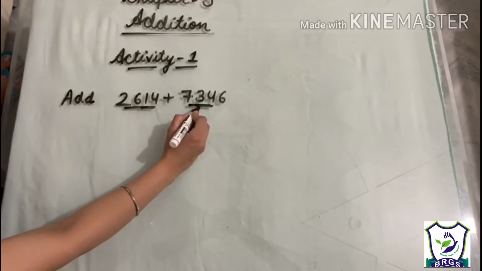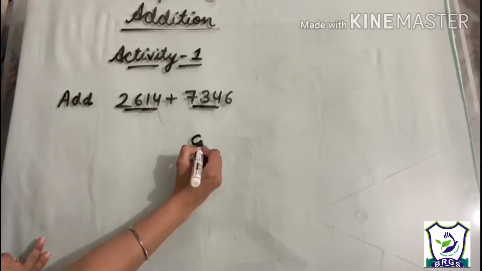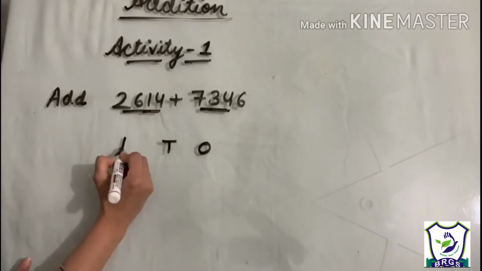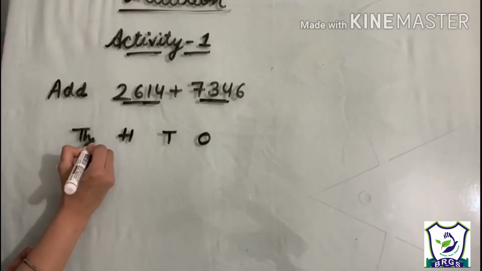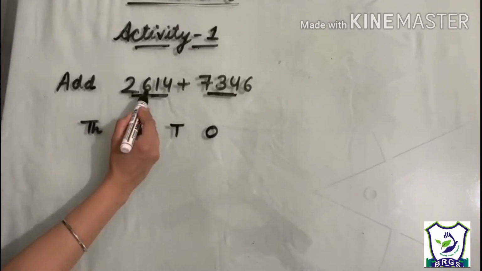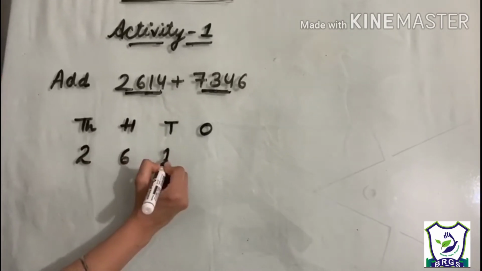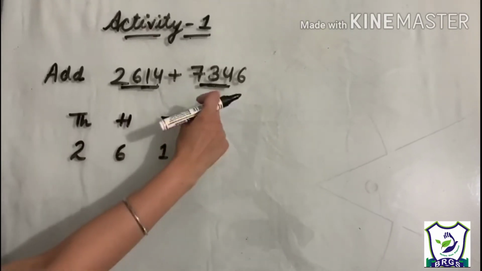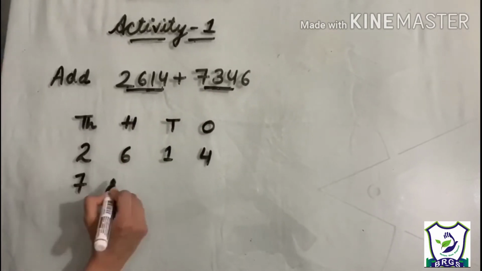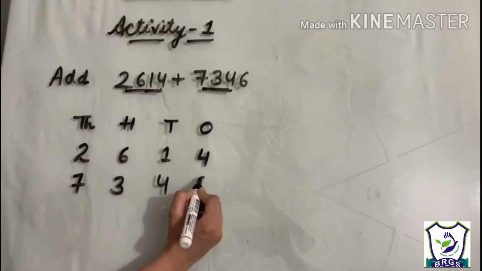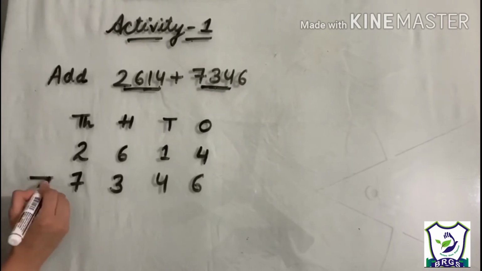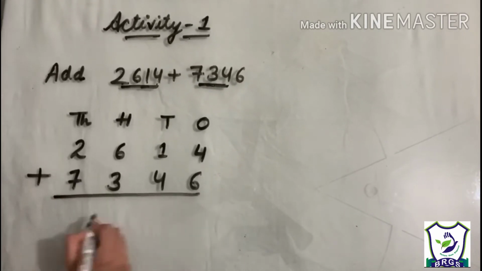Firstly, arrange these addends in the columns. Column means ones, tens, hundreds and thousands. Here 2614. Next addend is 7346 and we have to add this. So mark here the sign of addition.